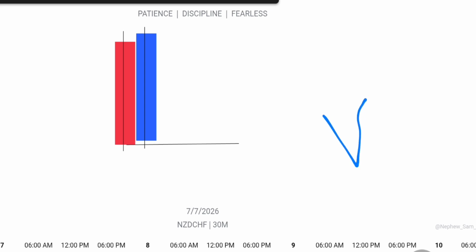Now look at this V-shaped key level formed by a bearish candle followed by a bullish candle. This level, has it been traded into? That's a question you ask yourself. Has price touched this level? If price has not touched this level, that means this level is still fresh. So we can look for trading opportunities from this kind of level.